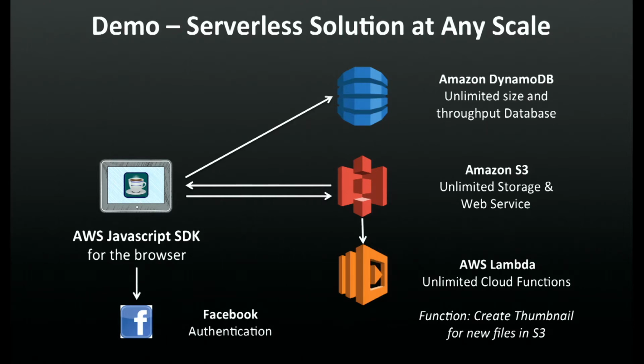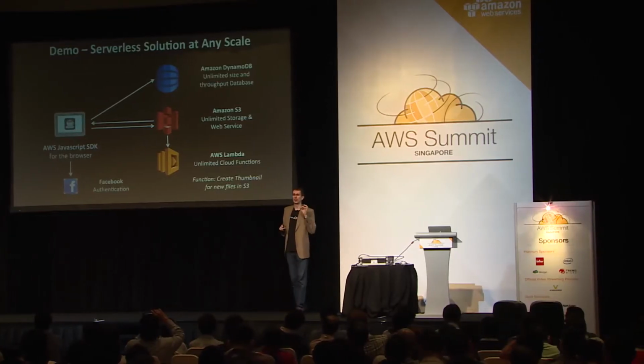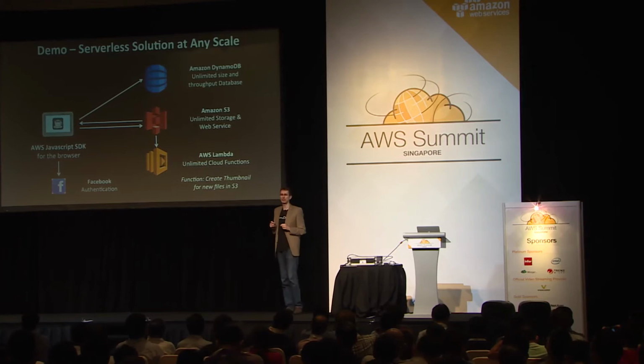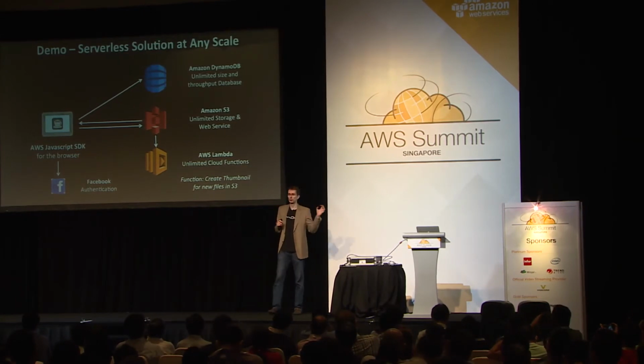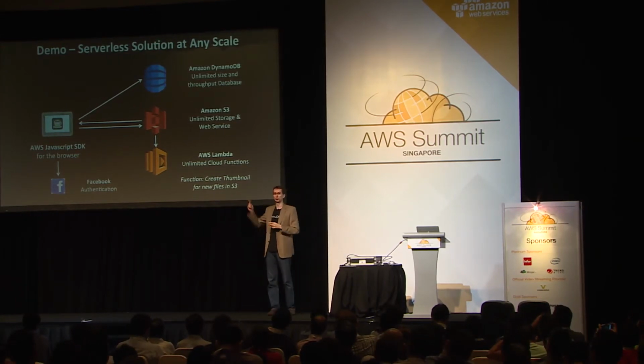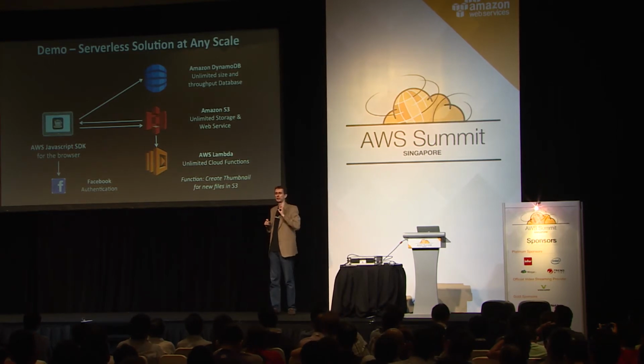So once we are authenticated, we get keys from the cloud, and then the JavaScript SDK application can manipulate DynamoDB directly, store files in S3. And then, this is a dynamic blog application. If I upload a new blog entry, the metadata goes to DynamoDB, and the picture, if I upload it, goes to S3. And then one more thing.